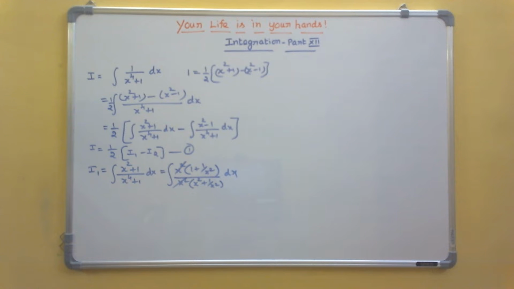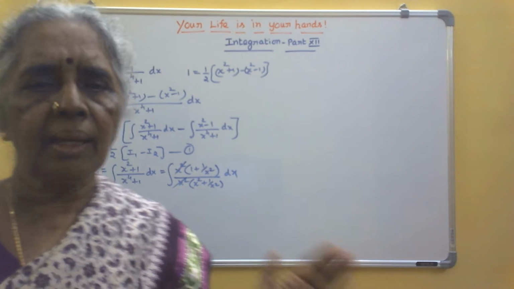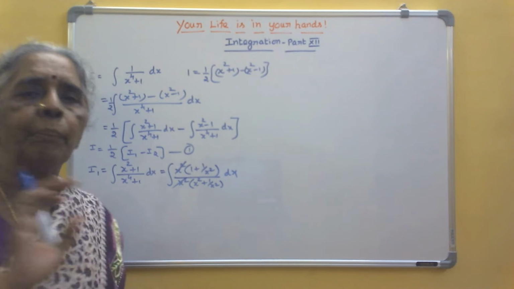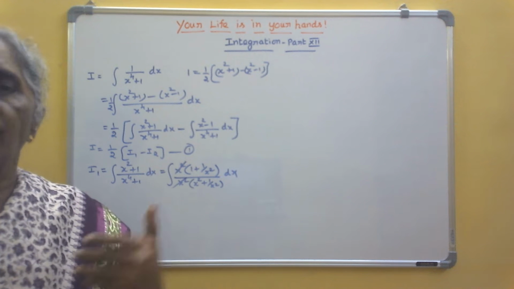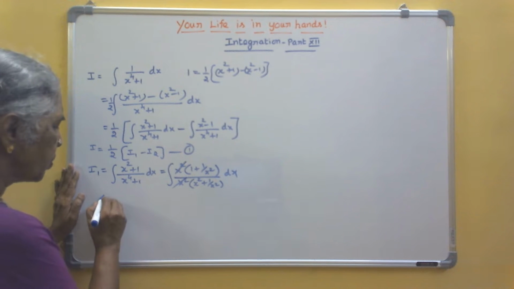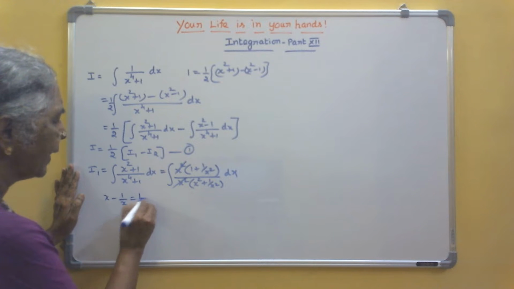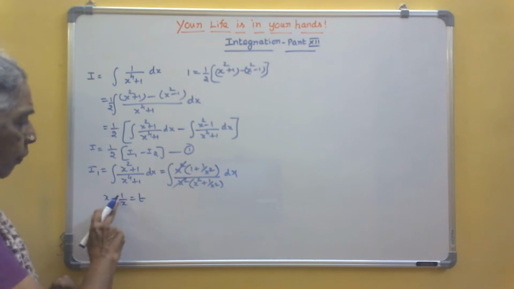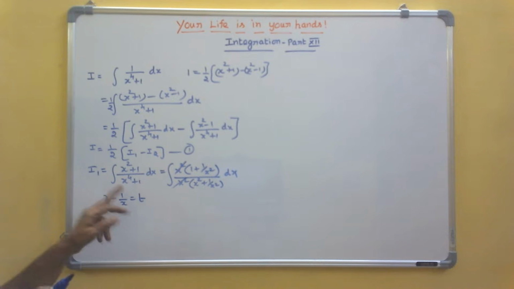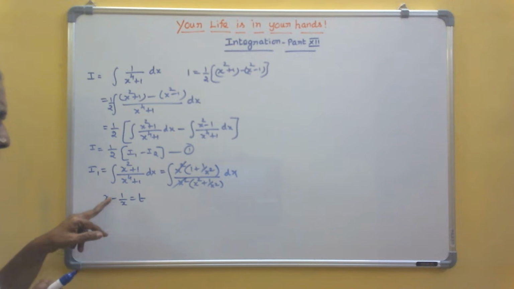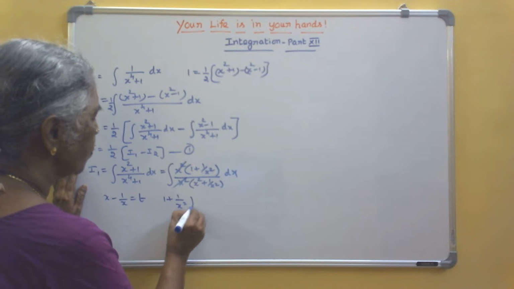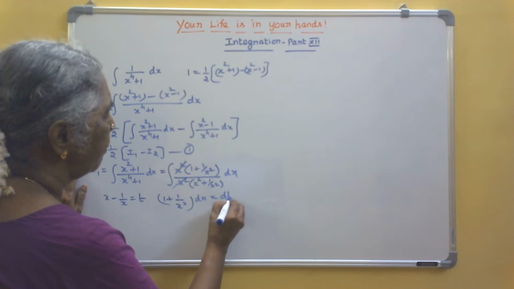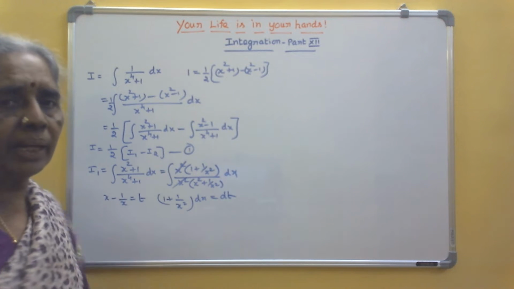Now, I want to substitute something as t so that my numerator will become dt. That is, I will substitute for this part. If I substitute x minus 1 by x as t, here you have a plus, no? If you have x minus 1 by x, when you differentiate you will get 1 minus of minus 1 by x squared, that will become plus 1 by x squared. So you will get 1 plus 1 by x squared dx. That will become dt. So if this is t, the numerator will become dt.